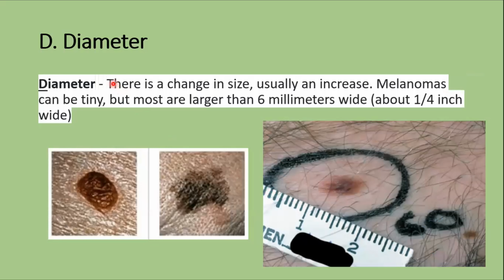D is for diameter. Melanomas are often larger than 6 mm across, which is about the size of a pencil eraser, but size isn't everything. Some melanomas can be smaller when first detected. Still, it's a good rule of thumb to watch out for moles larger than 6 mm.